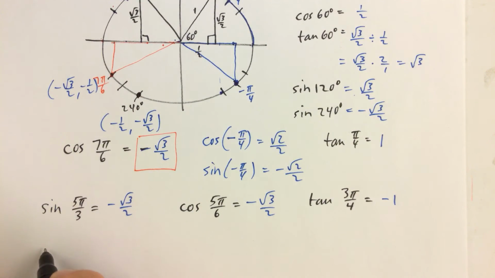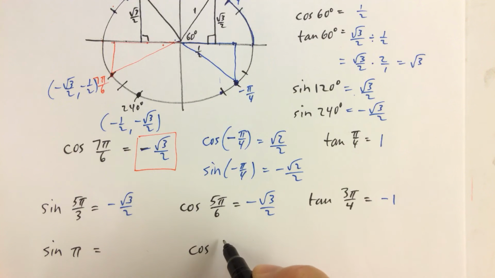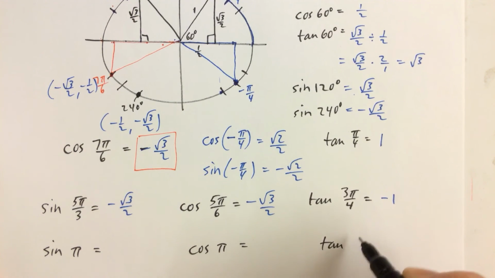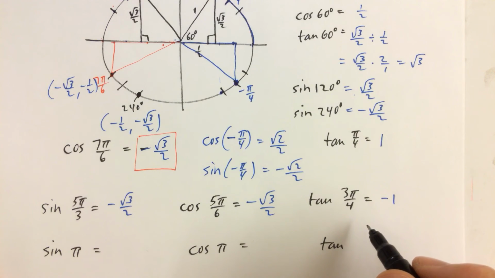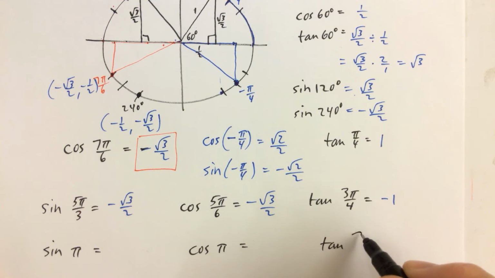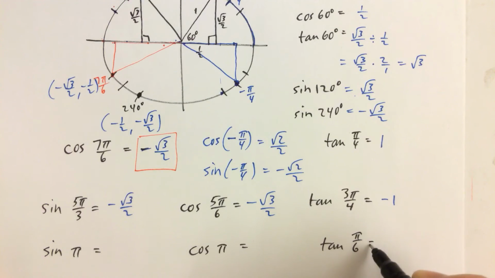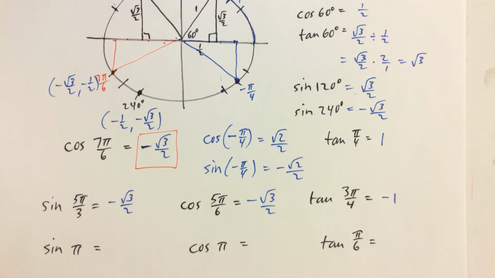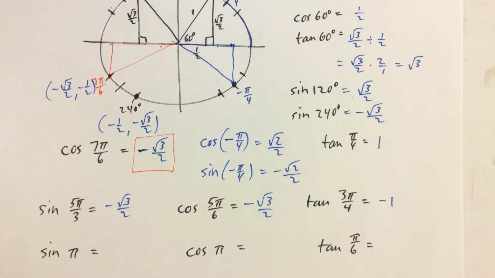Let's do the sine of pi, the cosine of pi, and let's do the tangent of pi over 6. Tangent of pi over 6. Okay, again, go ahead and pause the video. And I will show you my reasoning on getting these.